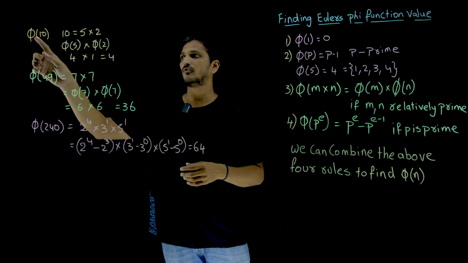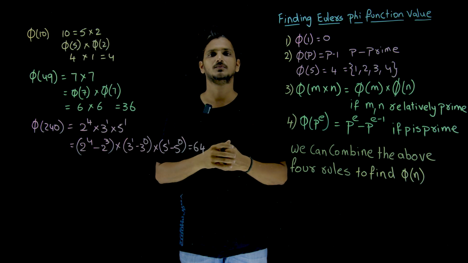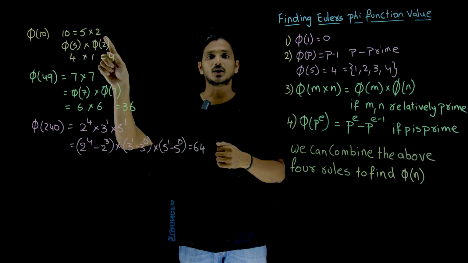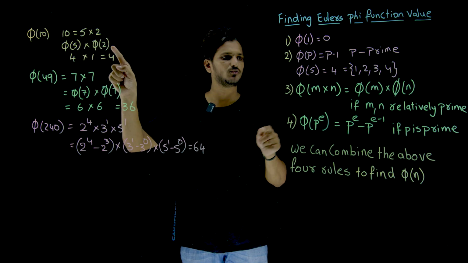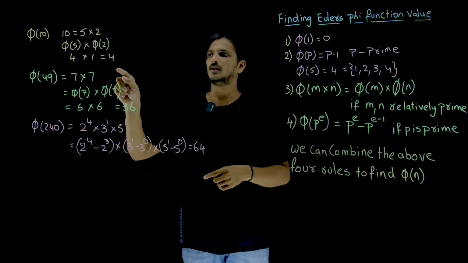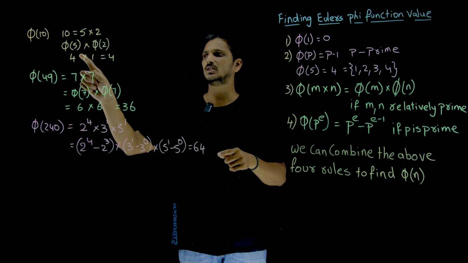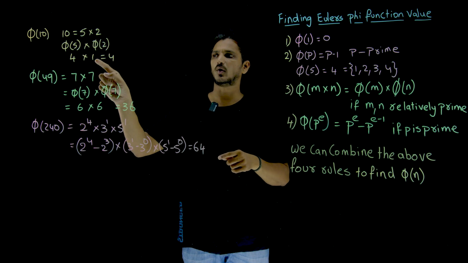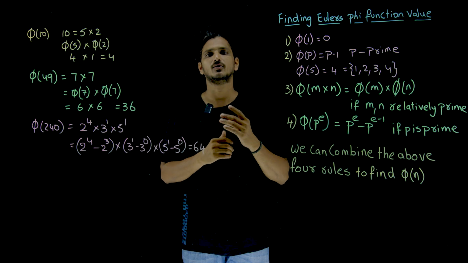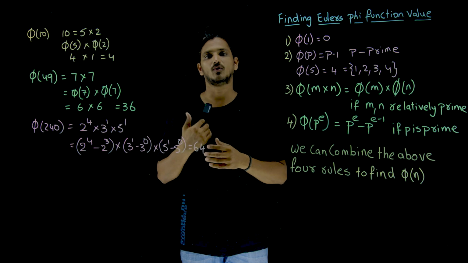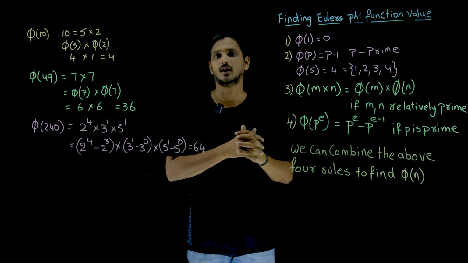Let's take an example, phi of 10. If you want to identify the phi of 10 value, 10 can be written as 5 multiplied by 2. 5 and 2 both are relatively prime numbers. So this can be written as phi of 5 multiplied by phi of 2. We are going to use the third formula. And phi of 5, since 5 is a prime number, we use the second formula. Phi of 5 is 4 and phi of 2 is 1. 4 multiplied by 1 is 4. Phi of 10 is given as 4. Yes, 1, 3, 7, 9 are the numbers which are relatively prime to 10.